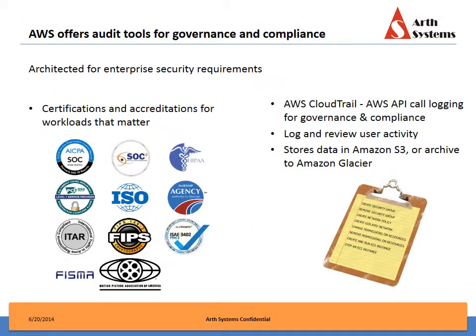AWS offers tools to support governance and compliance. AWS is certified and accredited for the workloads that matter in today's security-conscious world. AWS API call logging is available for governance and compliance through the AWS CloudTrail service. These logs can be used to review user activity and are stored in Amazon S3 storage or can be archived to Amazon Glacier.